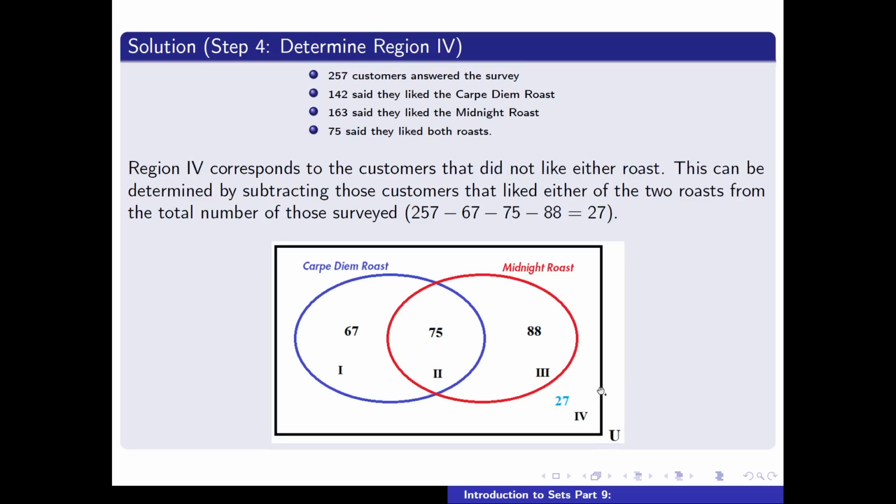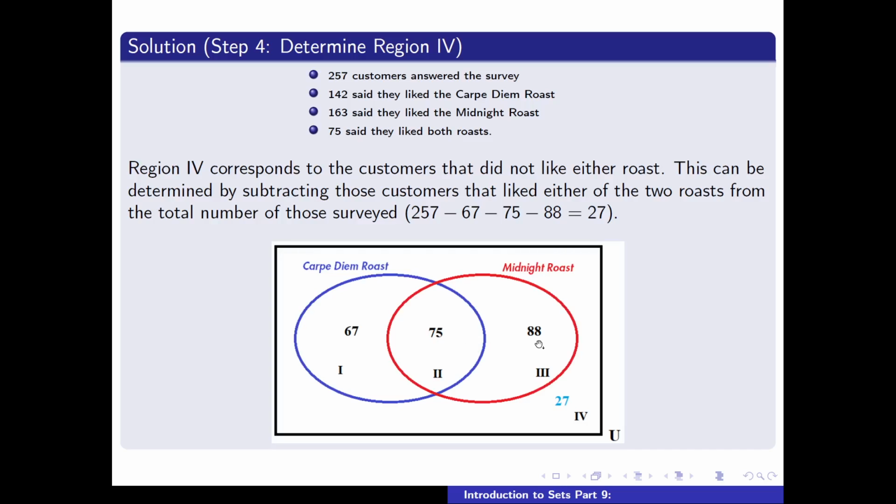Finally, we want to complete our Venn diagram by finding how many customers responded that didn't like any of the roasts, right? That's what region 4 corresponds to. Those that didn't like the Carpe Diem roast, didn't like the midnight roast, but they still answered the survey. Well, we know that there's 257 total customers that answered the survey. 67 are in region 1, 75 in region 2, and 88 are in region 3.